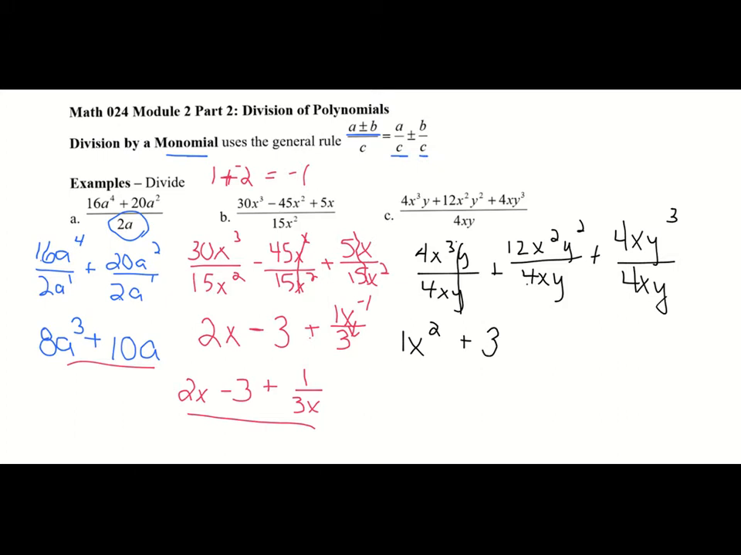Now, 4 goes into 12 3 times. X squared divided by x, 2 minus 1 is 1, so we have 1x left over. Y squared divided by y is going to leave us with a y. Plus 4 divided by 4 is, again, 1. My x's will cancel out. They equal 1, so we don't have to put that in there. And then y cubed divided by y is going to give us y squared, because 3 minus 1 is 2. So this is our final answer here.